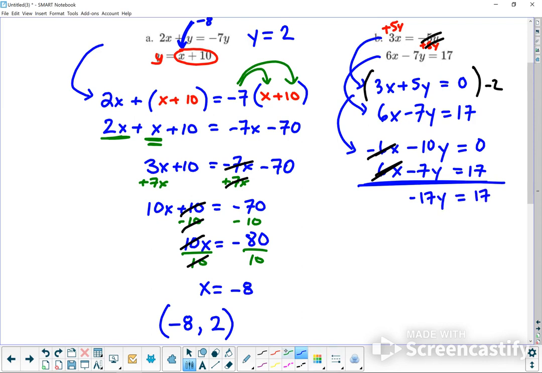This comes out perfect. Because when I divide by negative 17, they cancel, and I get 17 divided by negative 17. That gives me an answer of y equals negative 1. Okay? And that's kind of partially my answer. So here's x and y, and so far I got y equals negative 1. Now, how do I find the x?